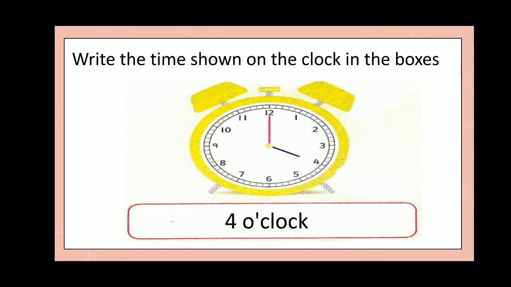Now take out page number 136 and write the time shown on the clock. Complete all the parts in your book. Here you can see a clock. Now tell me what time it is. As you can see, the short hour hand is on 4 and the long minute hand is on 12. So the time you can write and read is 4 o'clock.